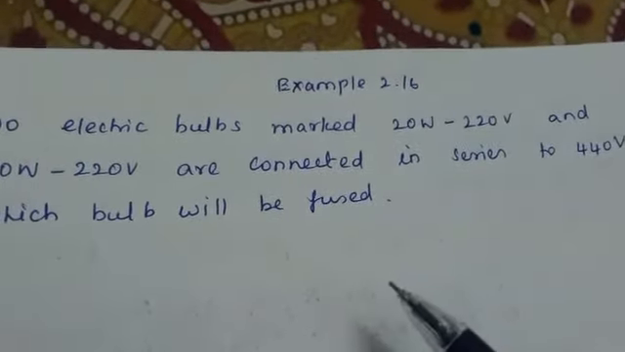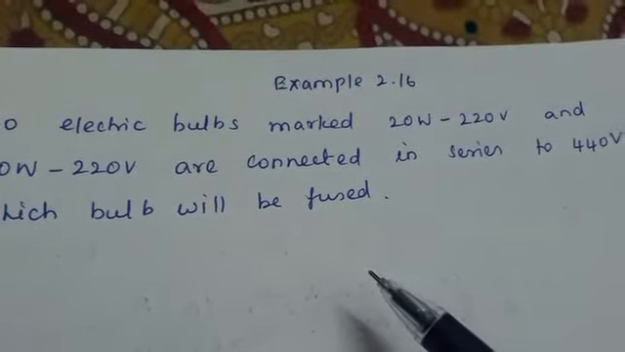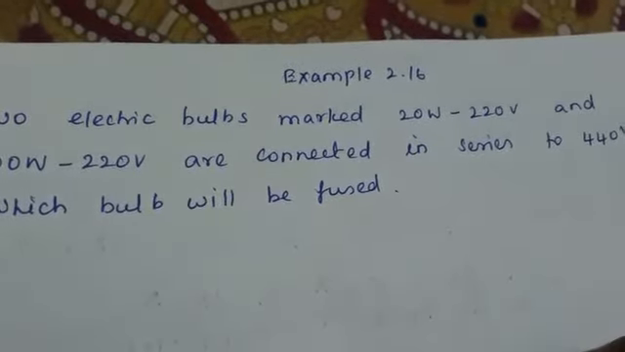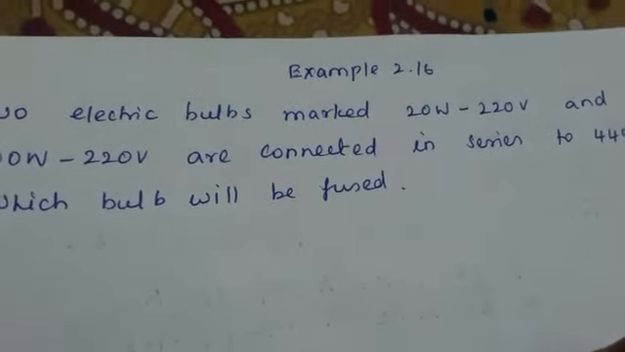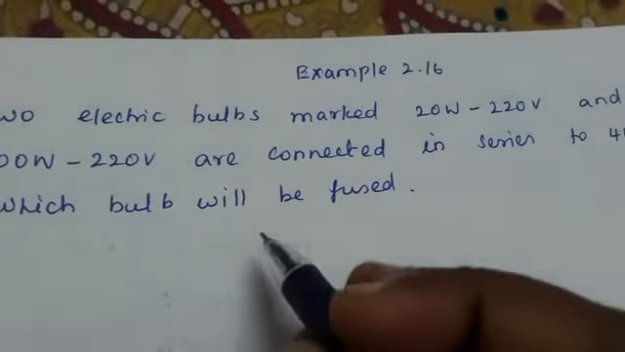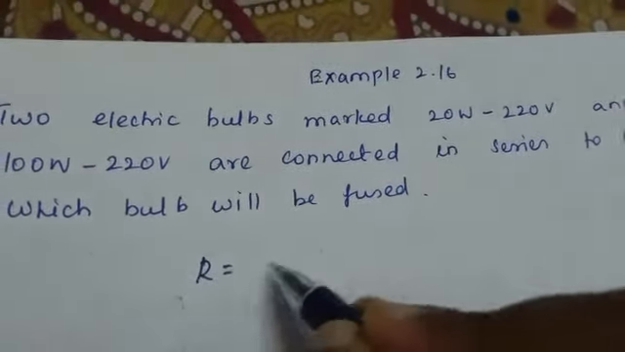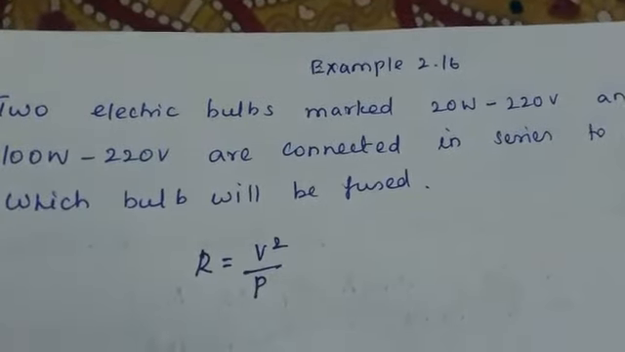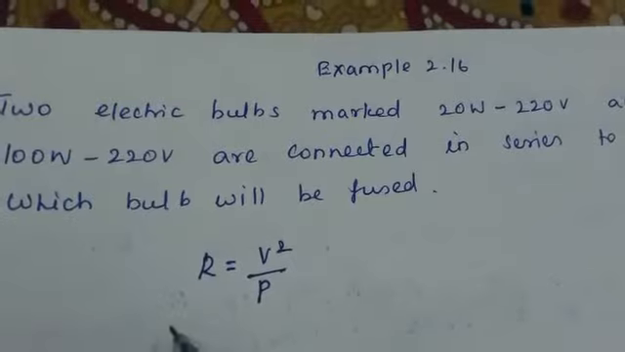In order to check which one is fused, we have to find out the voltage drop across each bulb. For finding the voltage drop, first we have to calculate the resistance. The resistance can be calculated using the formula R is equal to V square by P.